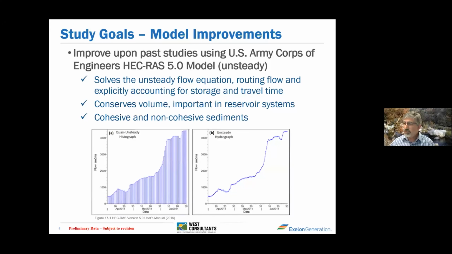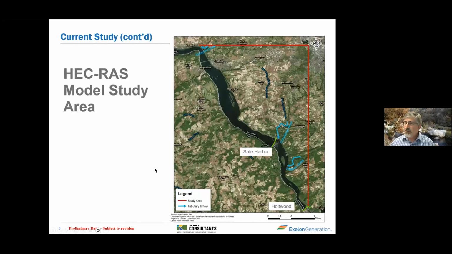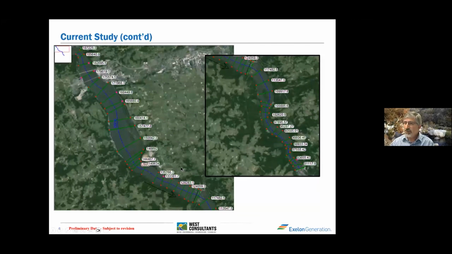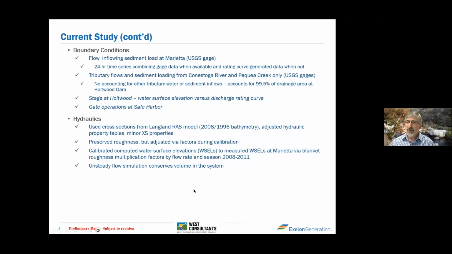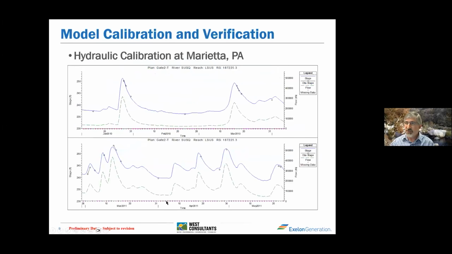This had both cohesive and non-cohesive sediment. Here's our reach, bunch of cross sections is pretty typical. We had two boundary conditions, one that was an interior boundary condition, where there was a series of gates at one dam, and then our downstream boundary was another dam. Our motivation for doing this is that there's a third dam even further downstream called Conowingo Reservoir, which is significant in terms of trapping sediment going into Chesapeake Bay.